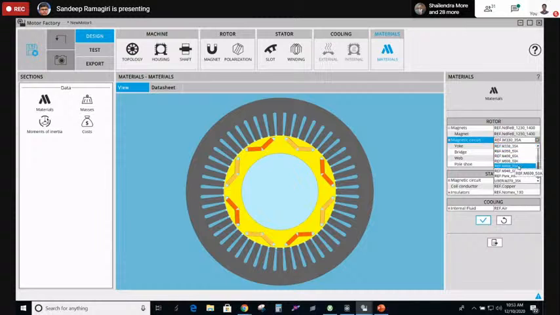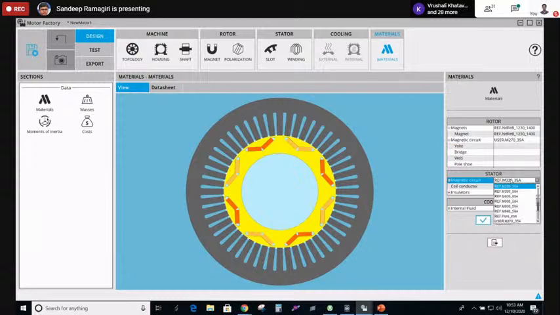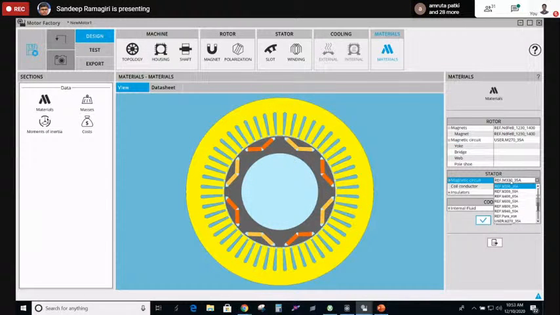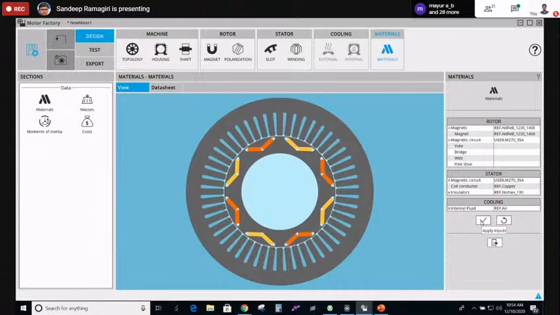The magnetic circuit is M270-35A, which means this particular steel has a 2.7 watt loss per kg, and the thickness of the lamination is 0.35 mm. So that is what I have chosen. Similarly, the coil will be copper. The stator and rotor have the same material, so I can choose M270-35A. Once I validate this, I'm done with the materials, and we can go to the test.